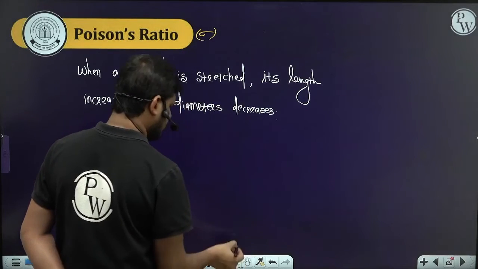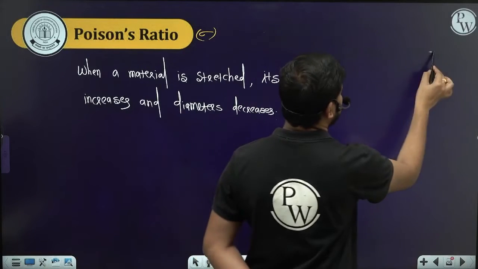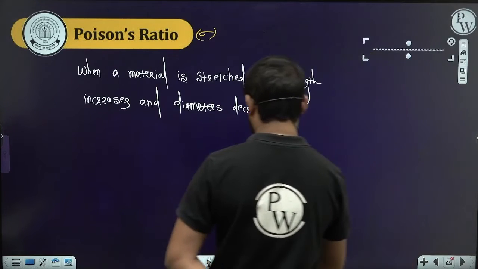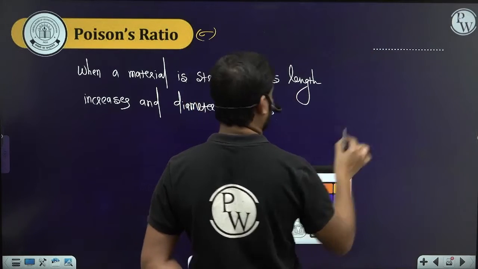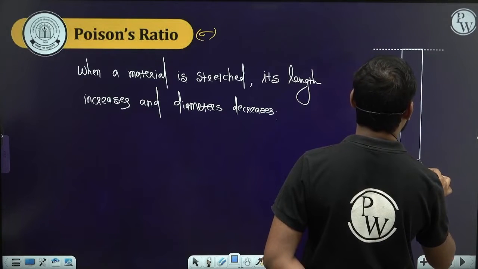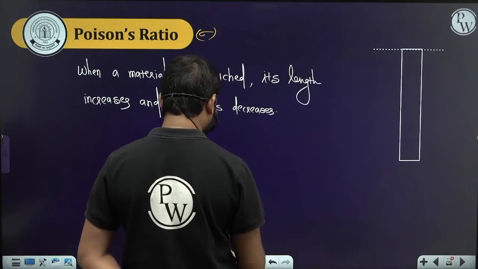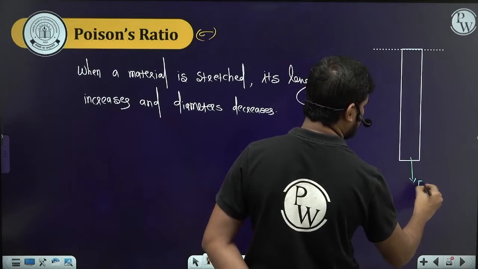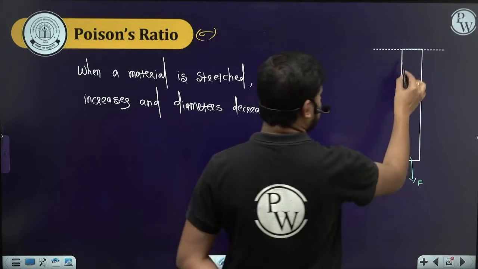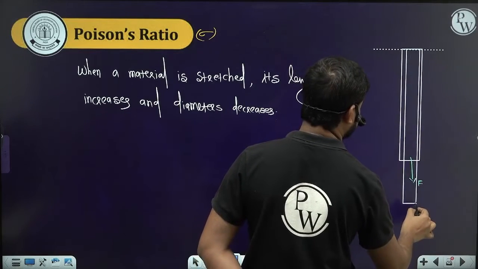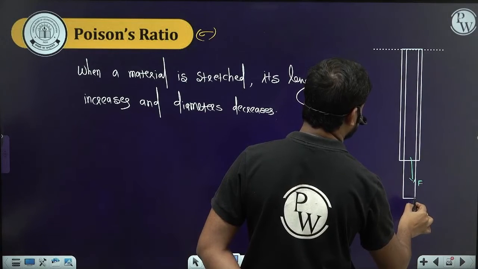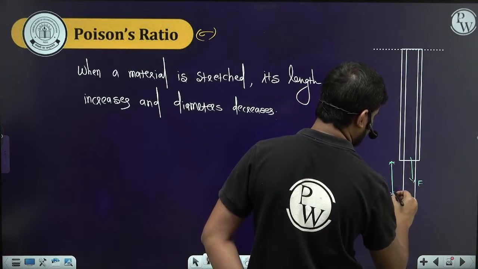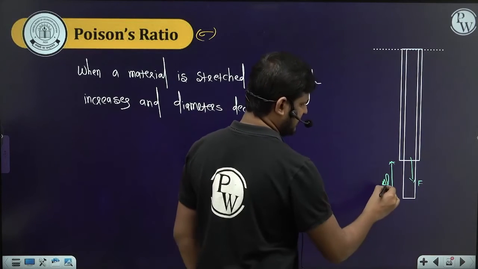Chalo, let me show you here. For example, this is a rigid support. We are attaching a material like this. Then we apply some force load so that the body has elongated like this. This is a change in length, the delta L, which we already know. This is delta L, change in length.